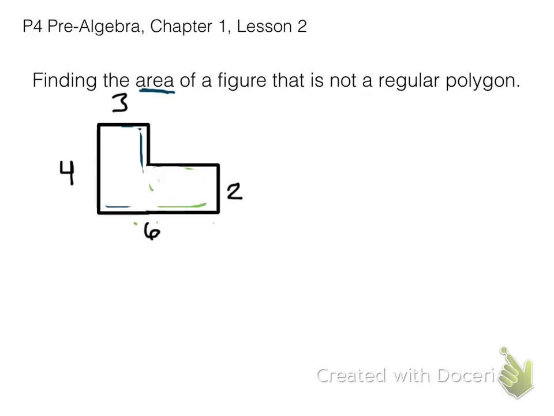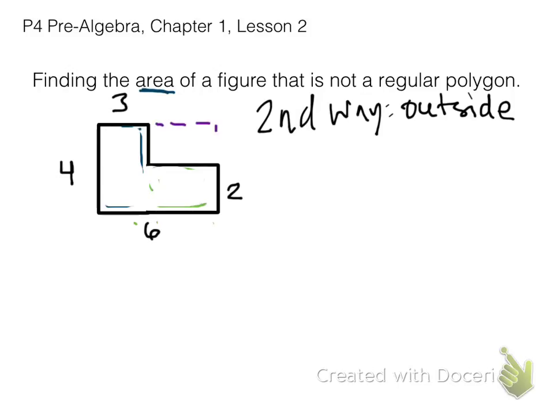The second way looks at the outside. Basically, it looks at the whole figure first. So, the outside, if we were to make this a perfect rectangle, we would add some part here and figure out the area of the total. That includes that purple little dotted line that I added. So if we were to look at the whole rectangle, it's got a longer side of 4 and a longer side of 6 on the bottom.